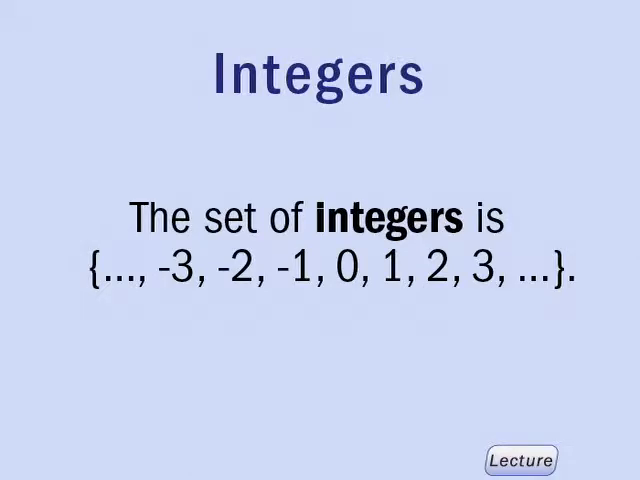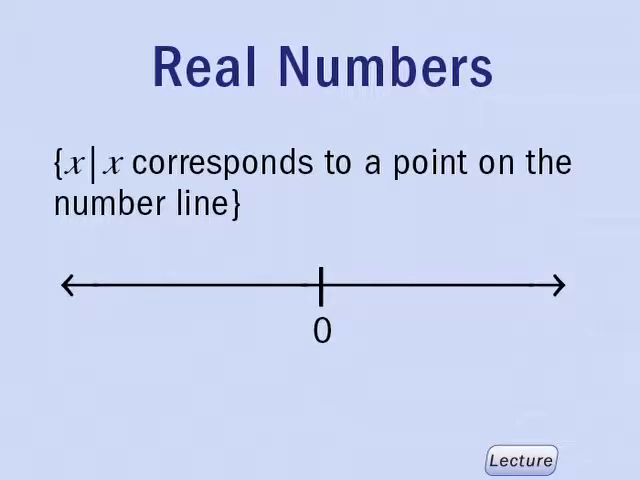Now notice we have the 3 dots, the ellipsis, to the left of -3, which means in the negative sense this continues in the same manner. And then we have -3, -2, -1, 0, 1, 2, 3, again continuing on in the same manner, this time in the positive sense. Then we have the set of real numbers. We're using set builder notation here to describe the set of real numbers, and that is the set of all numbers x such that x corresponds to a point on the number line.